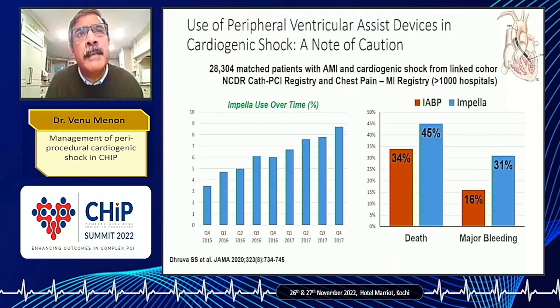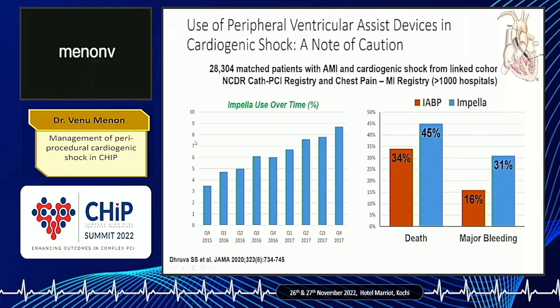clearly, given the nature of challenges faced by the clinician, the use of an Impella in the United States has increased dramatically over time, as shown on the left. But even despite this increase, what we do see when we do a propensity-based analysis, which still is associated with a whole lot of confounding, we can see that the use of Impella in these large registries are actually associated with increased rates of death and increased major bleeding with no signs of benefit.